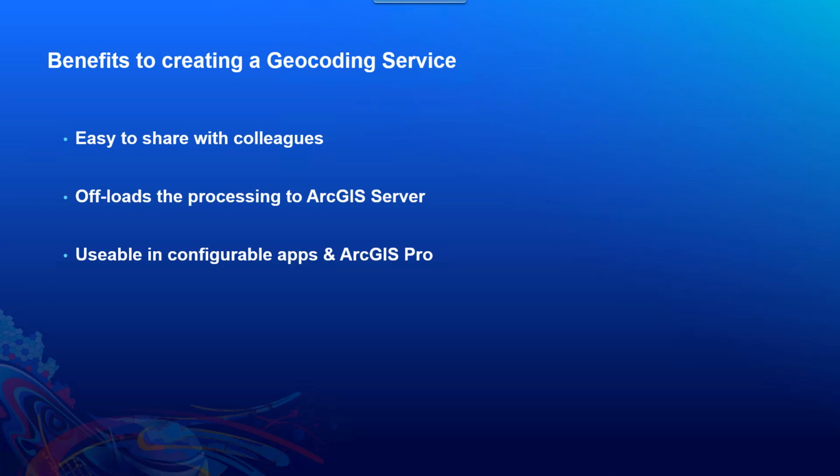Publishing a geocoding service also offloads the processing power to ArcGIS Server. So when you're geocoding in Pro or in a configurable app against a URL or a geocoding service, the actual processing is happening on the server instead of on your desktop or on the client machine. And then finally, once you have a geocoding service URL, this allows it to be usable in configurable apps and Pro. And you can write applications against this geocoding service.